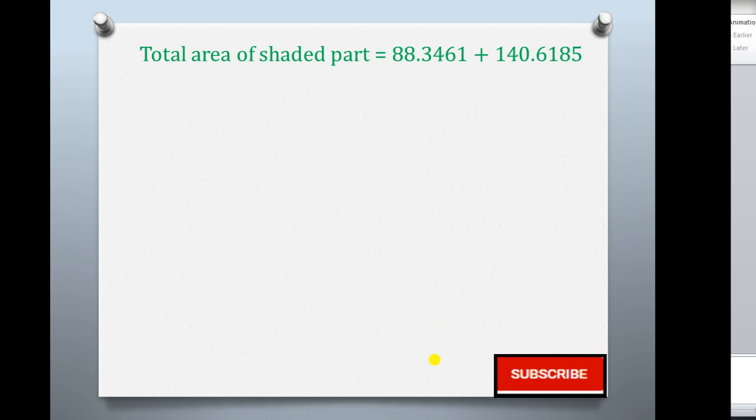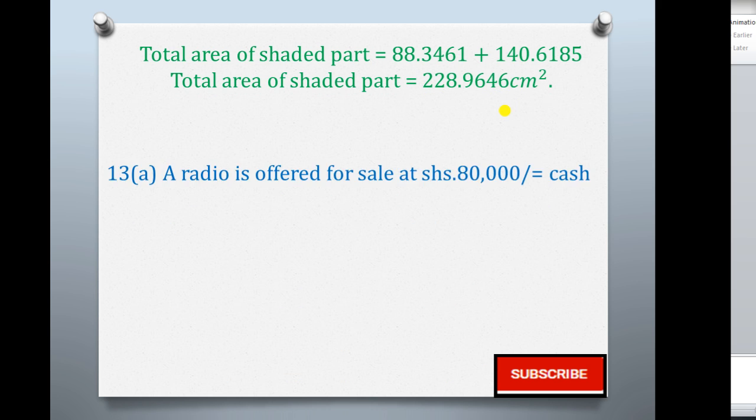Then from this point, we are going to proceed and get the total area for the shaded part of the figure. So the total area of the shaded part will automatically be the two areas that we have obtained. We simply add them, and when you do so, you come up with 228.9646 square centimeters. So that gives you all the marks for that question.